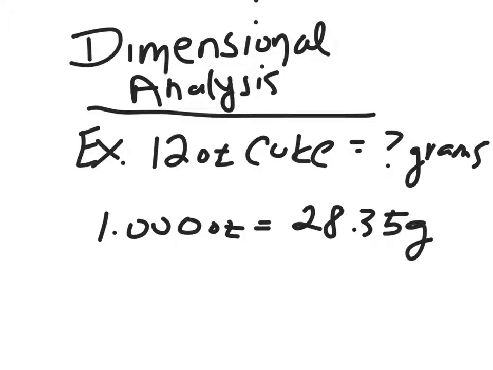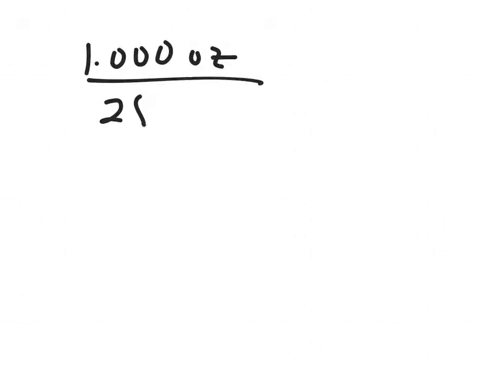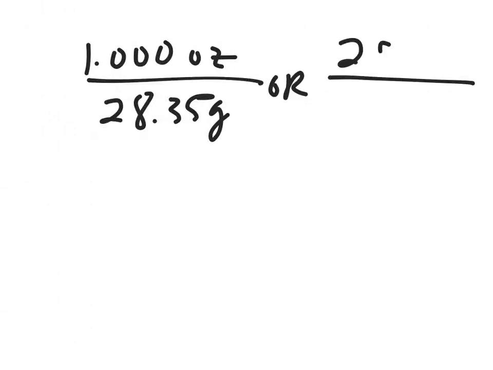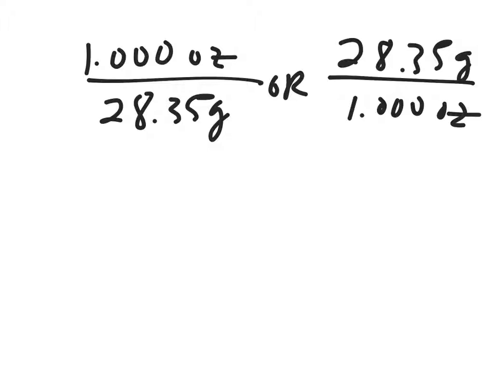So we can take this equation here, this unity that shows this equality between ounces and grams, and we can write two different conversion factors. So we could say that there's 1 ounce in every 28.35 grams, or we could write it upside down and say that there are 28.35 grams in 1 ounce. So these are our conversion factors that will allow us to convert between ounces and grams. We just have to decide which one we're going to use.